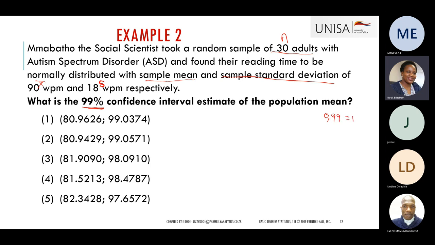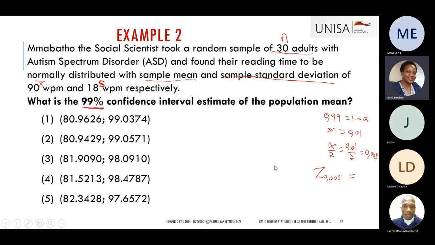0,99 is the same as 1 minus alpha. Therefore, alpha will be equal to 0,01. And alpha over 2 will be 0,01 divided by 2, which will be 0,005. Right? So therefore, it means our z of 0,005, we can go and find it on the table.